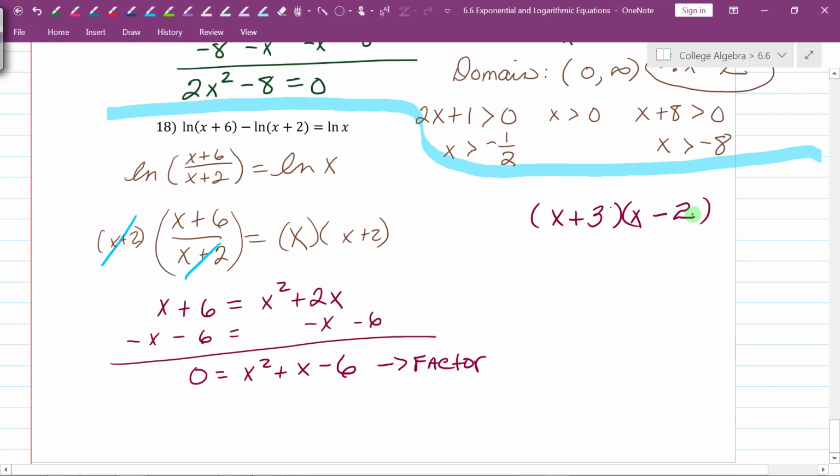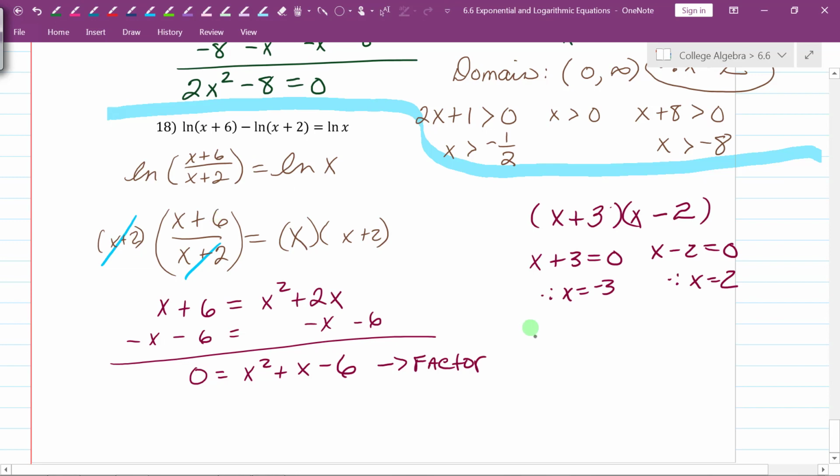So now when I double check, I get x squared minus 2x plus 3x. That gives me 1x minus 6. So those are my factors. I'm going to set each factor equal to 0 to solve for x. So it's x plus 3 equals 0, x minus 2 equals 0. Therefore, x equals negative 3 and x equals 2. Now what I want to do is to compare this to the domain.